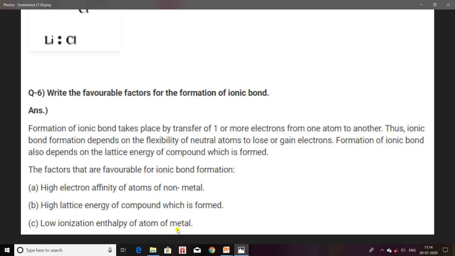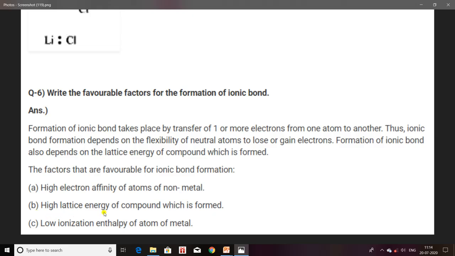Okay. There is also one more factor, that is low ionization enthalpy of the atom of metal, because electrons are lost by metal. So if metal can lose electrons easily, that means its ionization enthalpy will be less. So ionization enthalpy should be less and electron gain enthalpy should be high.